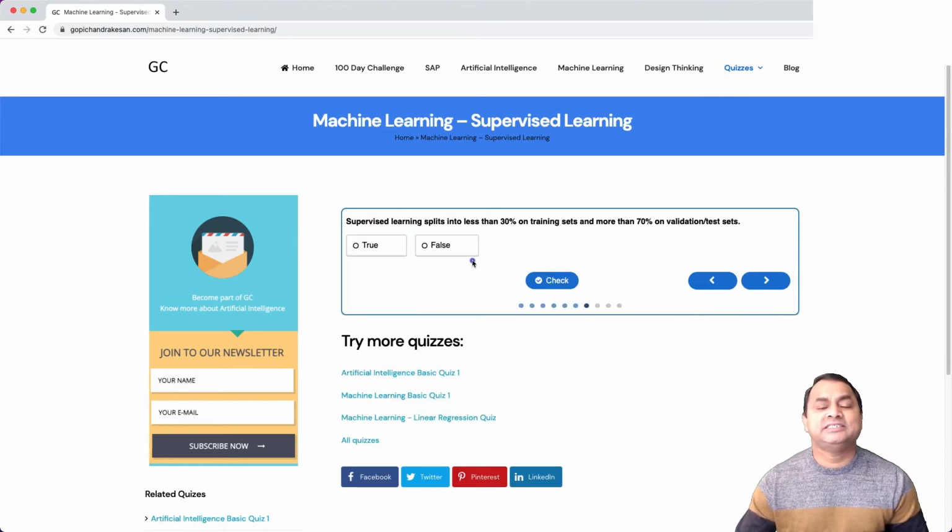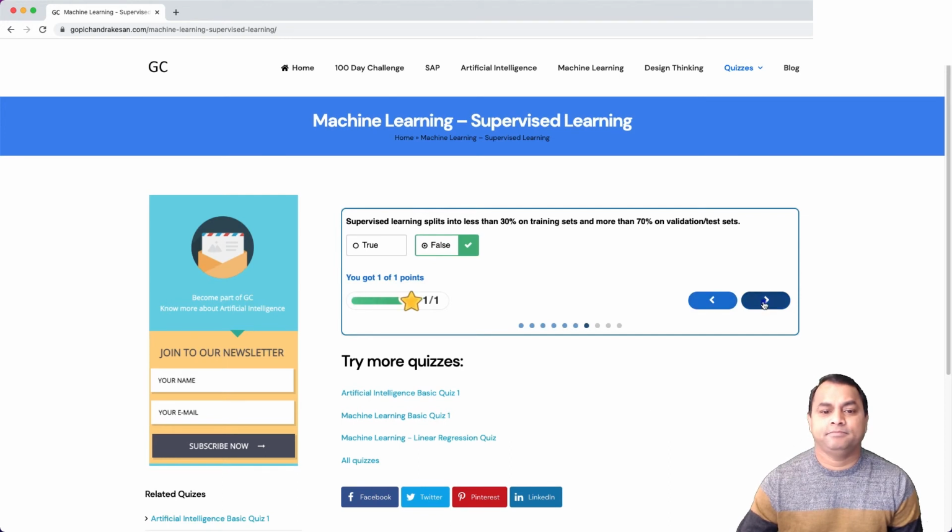Supervised learning splits into less than 30% of training data sets and more than 70% on validation or test data sets. But if you look at it, it's the other way around. It's actually false, because we need more training data. So we always give more than 70% to training data sets and actually 30% or 20% to the validation test data set. It's actually false.